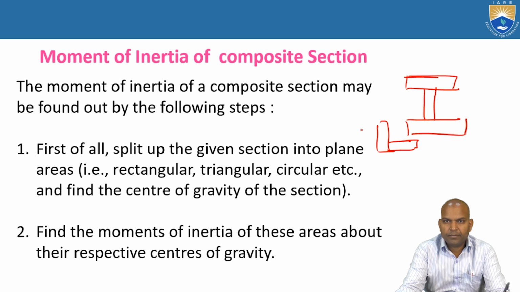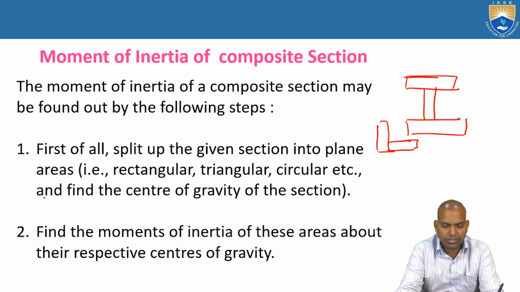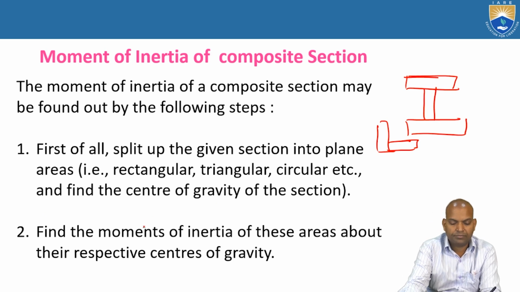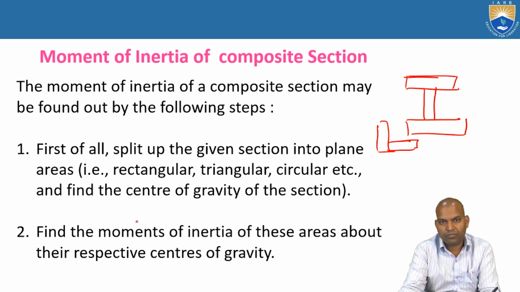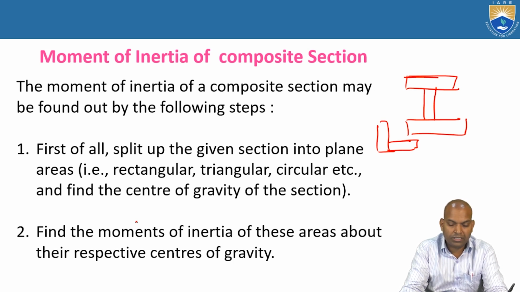First of all, we have to split up the given section into plane areas, such as rectangular, square, triangular, circular, etc. And we have to find out the center of gravity of the whole section. First you have to split the section into plane areas and find the center of gravity of the complete section. And we have to find out the moment of inertia of these areas about their respective centers of gravity.